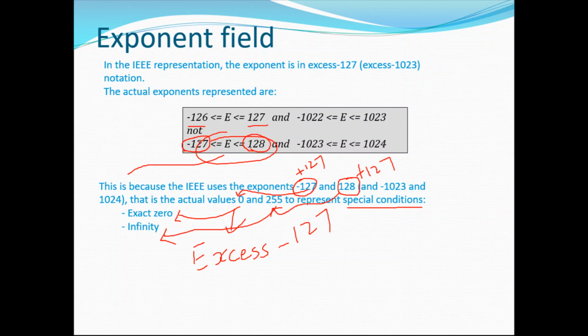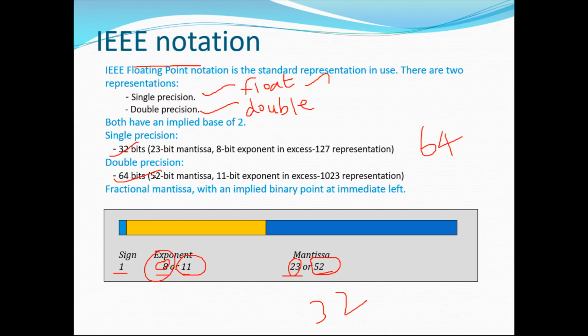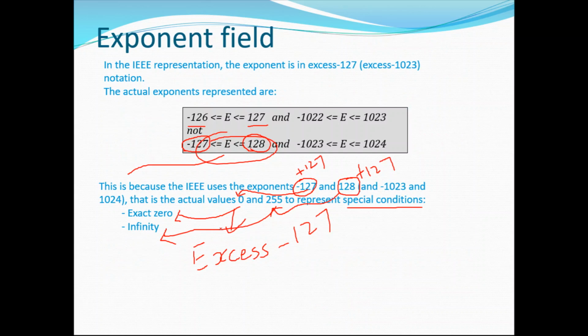In IEEE format, the point I'm trying to make you understand is, whatever number is given in this exponential part, it is in excess 127 format. It is not in normal format. Whatever the number is here, it should be added with 127 to get the actual value. So if it is 0, then you add 127, and that will be 127. Then what is 0? Minus 127 is the actual 0, because when you add 127, you will get 0.